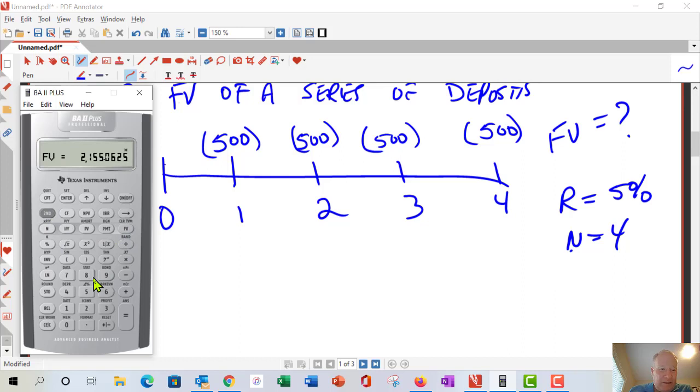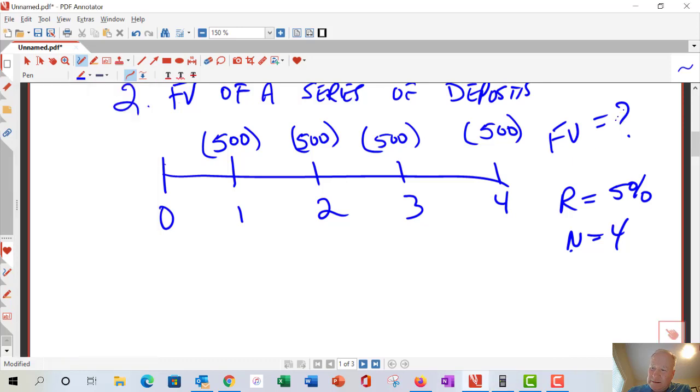And I get a future value of 2155.06. Okay, so that's how much money I would have at the end of those 4 years if I started saving 1 year from today, 500, and then 500 at the end of the next 4 years. All right, let's look at our next example.